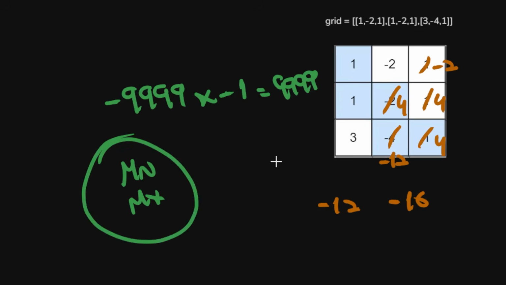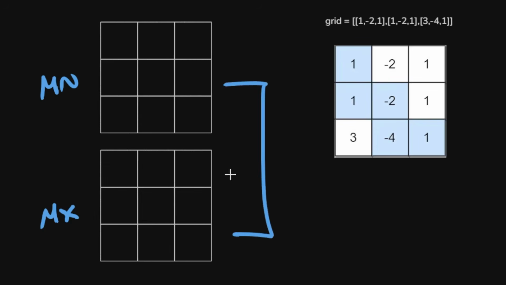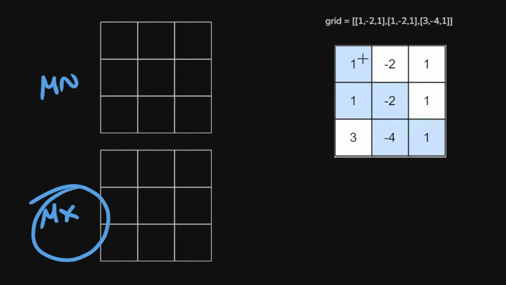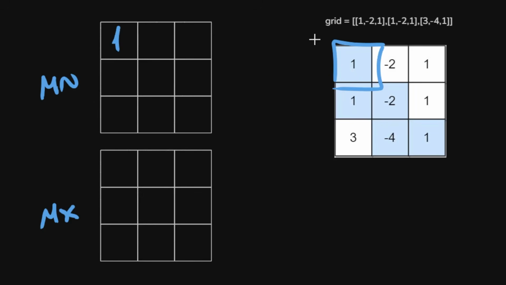This is the key. So we can use two DP grids, one to keep track of the minimum accumulated product at every step, and we have the same for maximum accumulated products. So first we are here. The minimum accumulated product up to this point is 1, and the maximum accumulated product is also 1.